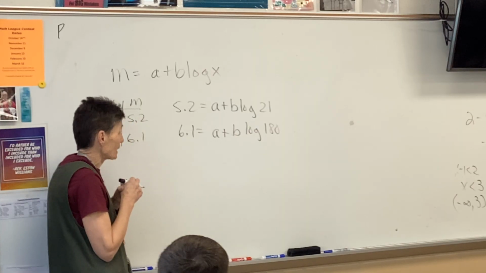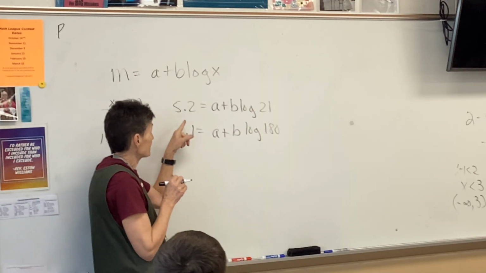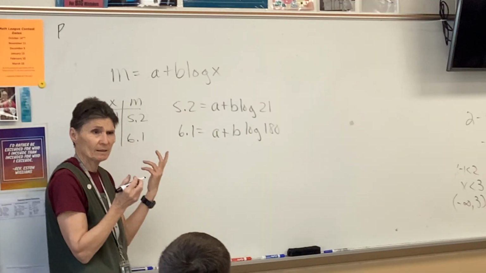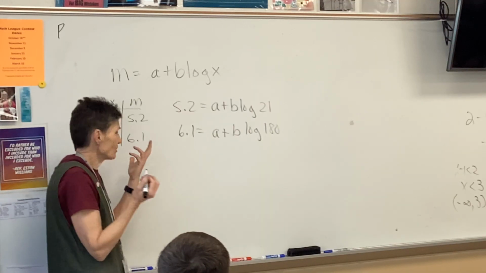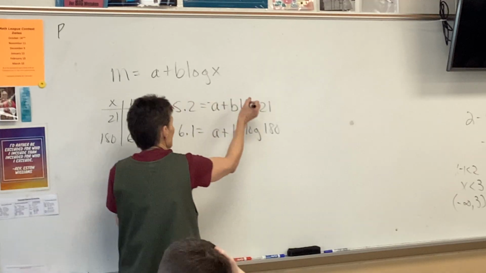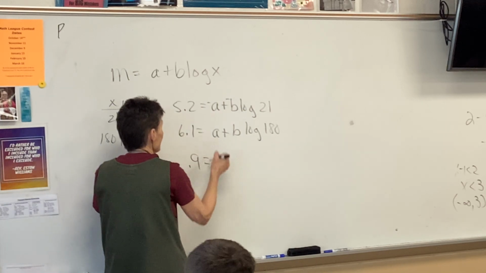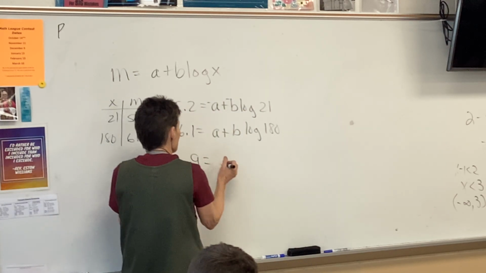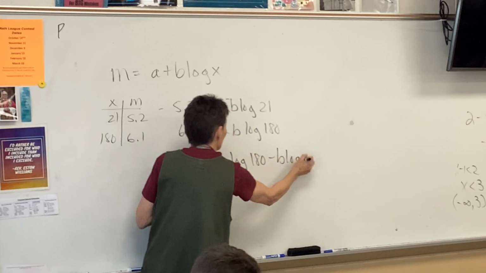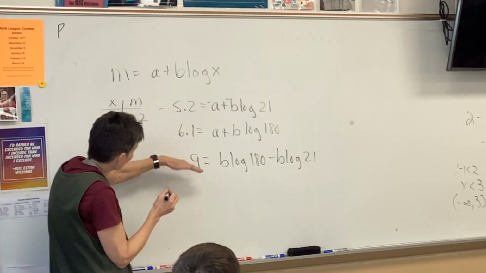So I think I will use substitution. So I'll get A by itself. You don't have to do this, but that's how I'm going to, actually, could I eliminate? Maybe I'll just eliminate. I like that better anyway. So I'm just going to eliminate. So I'm going to multiply this one by a negative. So I'll have 0.9, the A's are gone, equals B log 180 minus B log 21. So I took this equation minus this one.